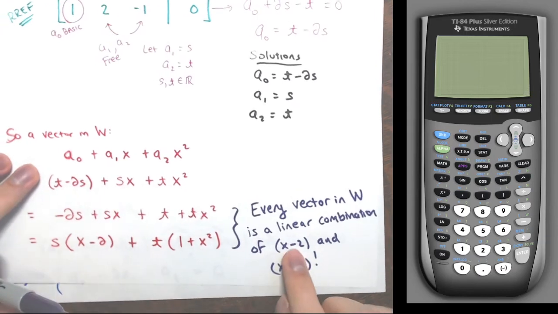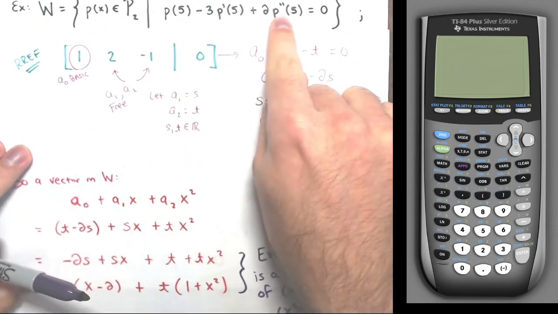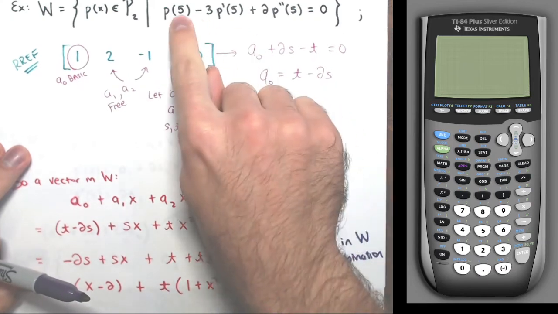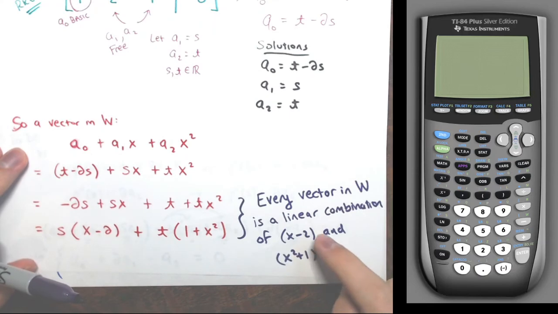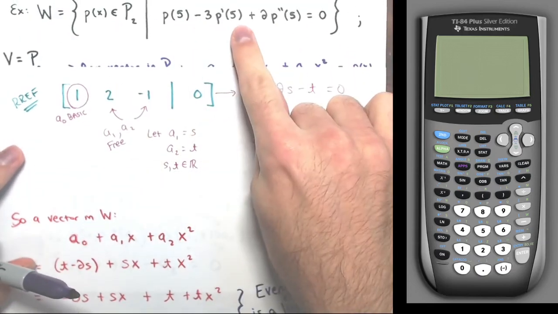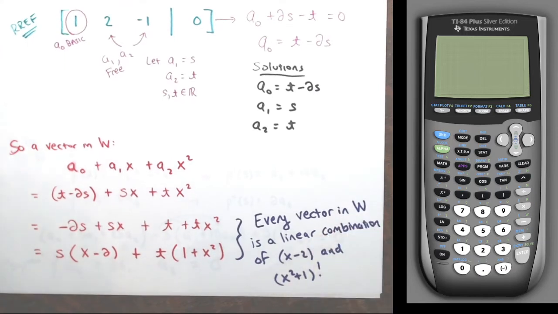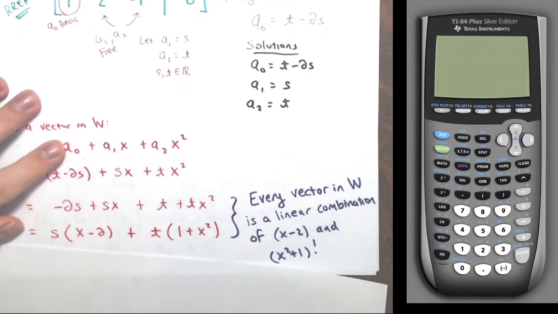So x minus 2 satisfies that, and you can check it out. x squared plus 1 will satisfy this. You can try that out on your own as well. And any linear combination of these two will also satisfy this equation with the derivatives, where you're plugging in 5 and stuff. All right, and again, there's only 2 of them. So these two vectors span W, and they are also independent, because when there's only 2 of them, you need to just check if they're scalar multiples, and they are clearly not. So this set is a basis for W.